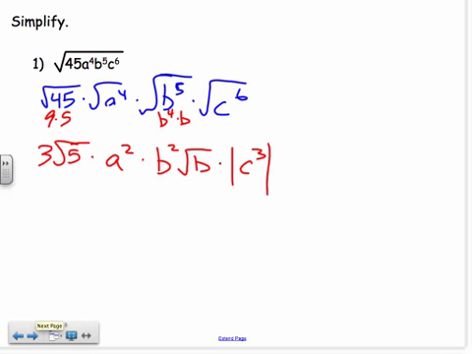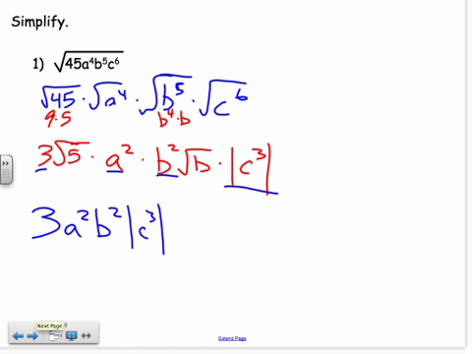Well, now I want to put everything that's not in a square root out front, and everything that's inside a square root inside the square root. Because it's all multiplication, I can combine all these things. So I'm going to put my number, my 3, that's outside the square root. Then I'm going to go a squared, b squared, right? Pick those two, and absolute value of c to the 3rd.